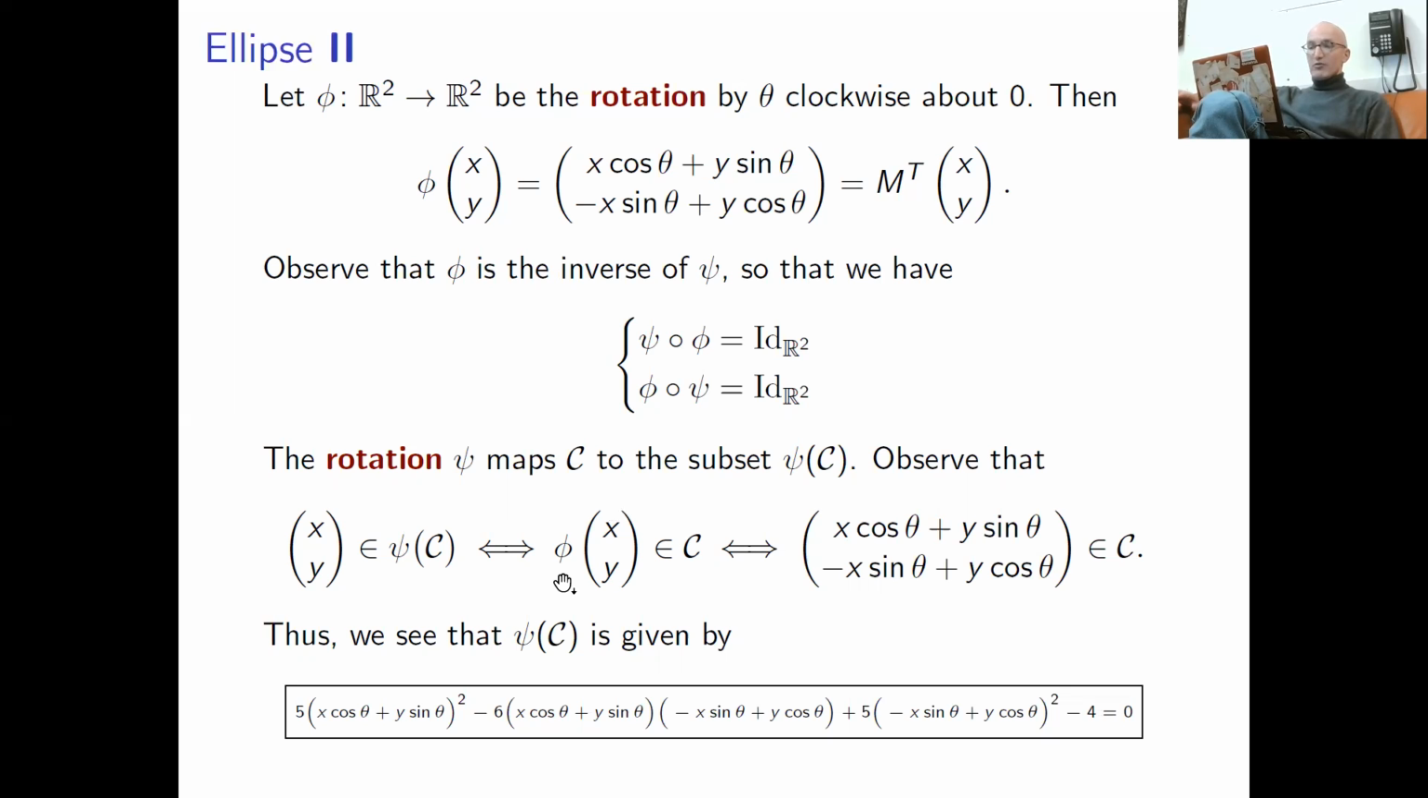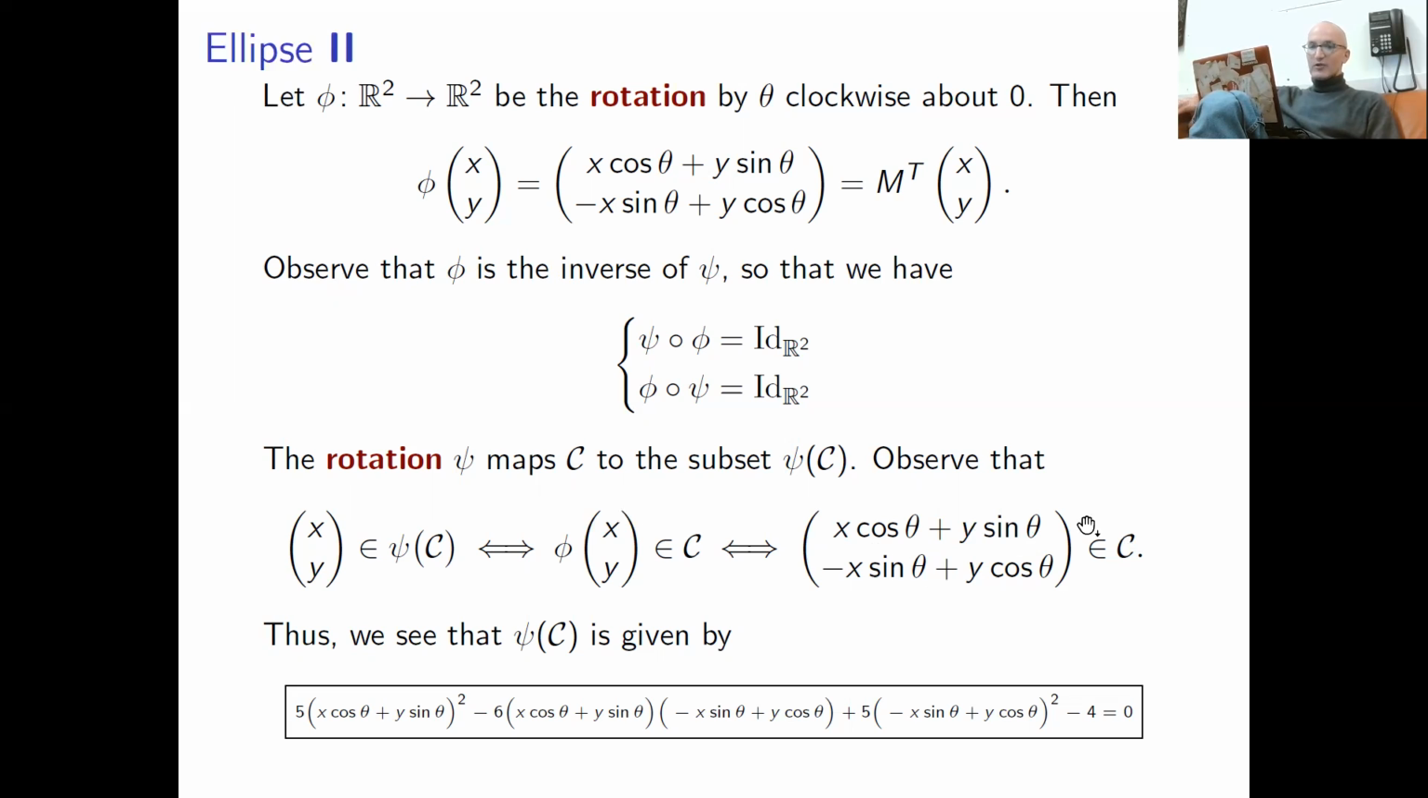Why? Because phi and psi are inverse to each other. If you have this condition, just apply phi to the left-hand side and to the right-hand side. Use this equality, that the combination is identity, and you get this condition. So this condition and this condition are the same thing. But this condition we can easily translate into an equation. Why? Because look, what is phi of xy? It's just this point. So this condition means that this point is contained in the curve C.